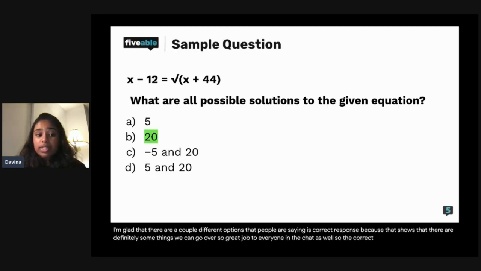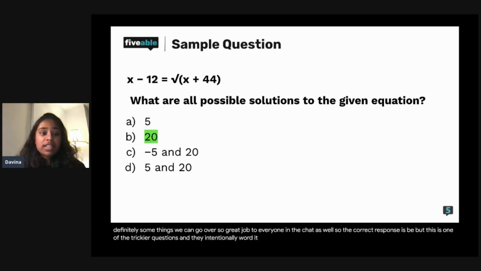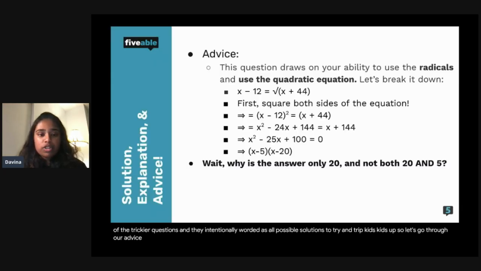So the correct response is B, but this is one of the trickier questions, and they intentionally word it as all possible solutions to try and trip kids up. So let's go through our advice and our solution.